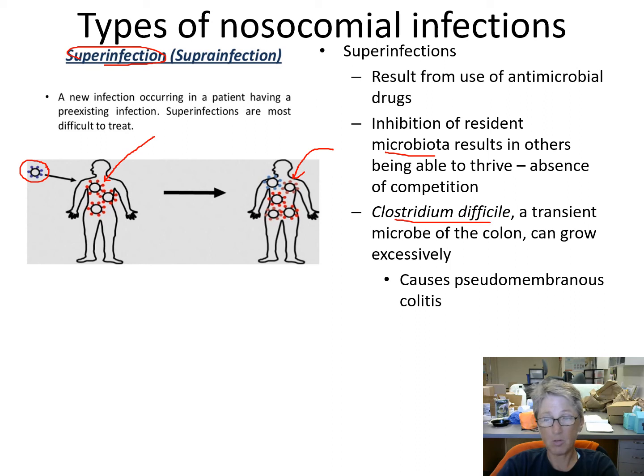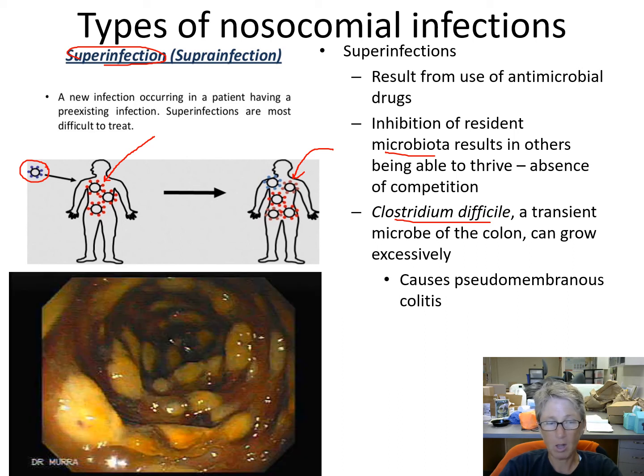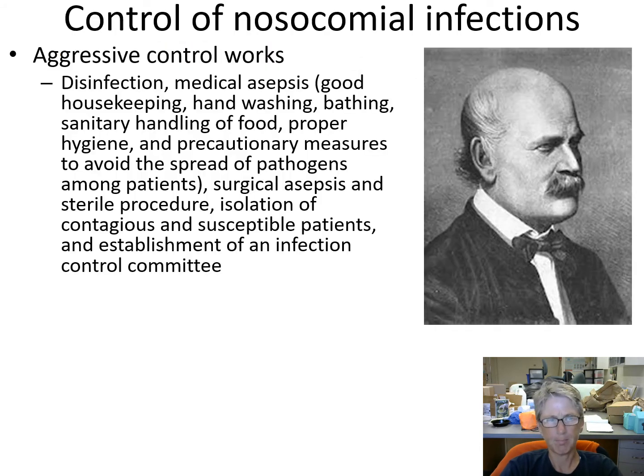Clostridium difficile, or C. diff, I know everybody's heard of that. That's a transient microbe of the colon. If it becomes a superinfection, that C. diff can grow excessively, and it causes pseudomembranous colitis. And here's a colonoscope looking at pseudomembranous colitis. Ooh, boy, look at all that. Not a healthy looking colon.